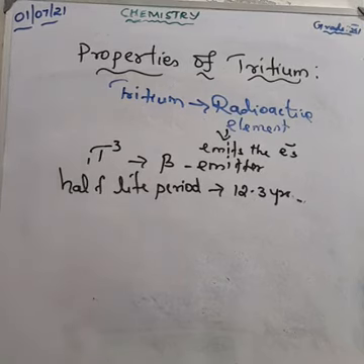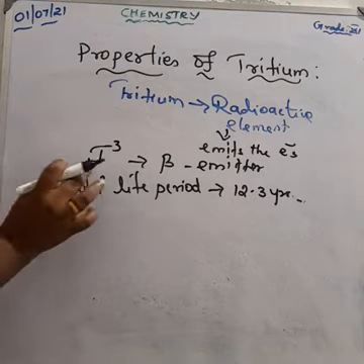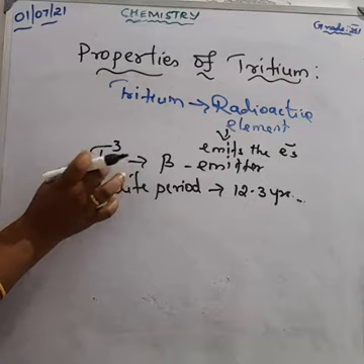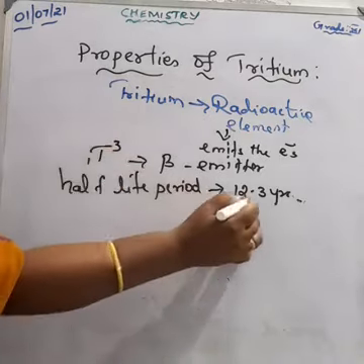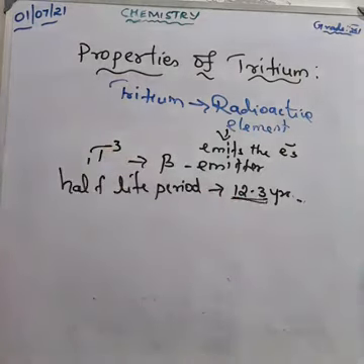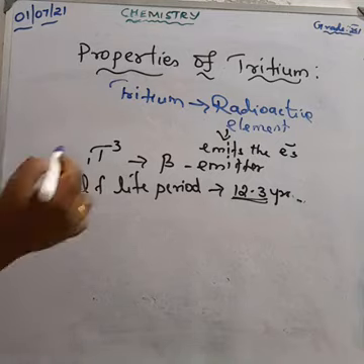Here the tritium atom takes 12.3 years to disintegrate half of its initial amount, by emitting electrons, beta rays.